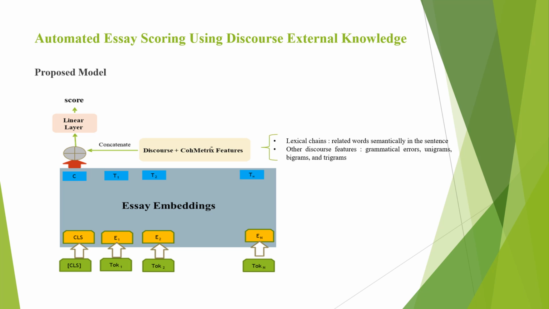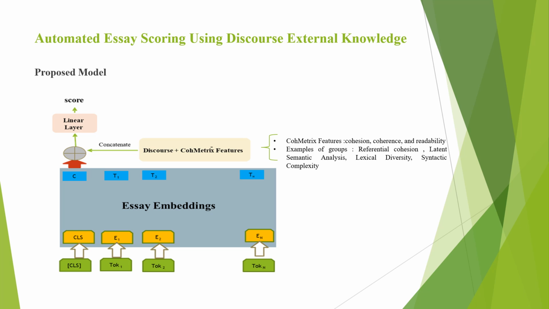Once we generate the essay embedding using XLNet and the compressing sentence embedding, we concatenate them with the expert features. First we use the discourse features, and for the first time we introduce lexical chains that represent semantically related words in the sentence. The research findings demonstrate that there is a positive correlation between the cohesion and the semantic similarity of the text. And we include other discourse features such as grammatical errors, unigrams, bigrams, and trigrams.